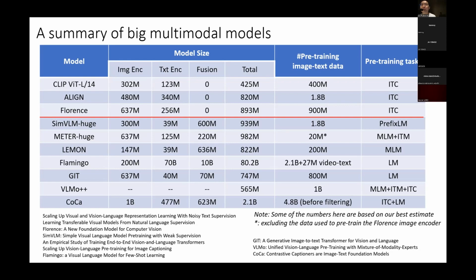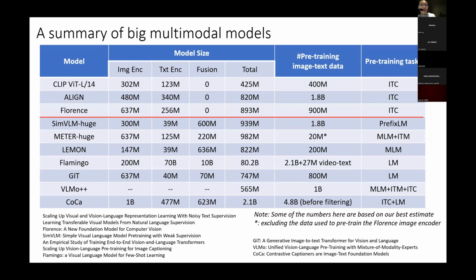Because the language model is very big, the overall model size is also very big. The reason why such a big language model is needed will be covered in later slides. In the pre-training data column, as you can see, it's also roughly 1 billion pre-training data, whether it's image-text format or image-label or image-tag format.